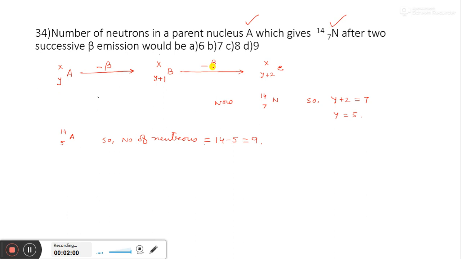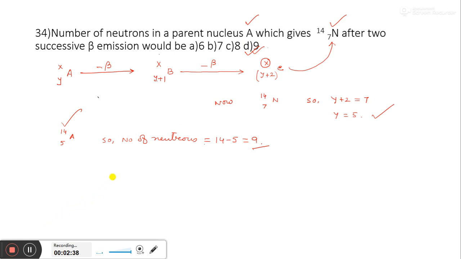Again, when B releases a beta particle, it produces C with the atomic number increased by 1 unit again, so y plus 2. Now according to the question, C is N, which means y plus 2 is equal to 7, so y is equal to 5. That means the parent element has atomic number 5, and during beta emission there is no change in mass number, so the value of x is 14. So mass number 14, atomic number 5, so the number of neutrons is 9. So the actual answer is 9. Option D is the correct one.